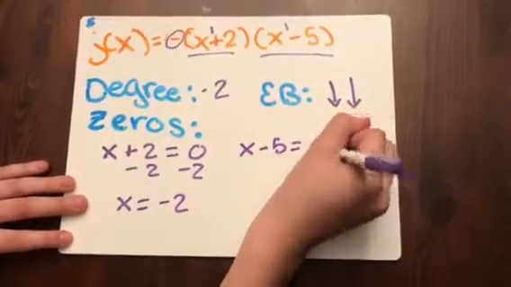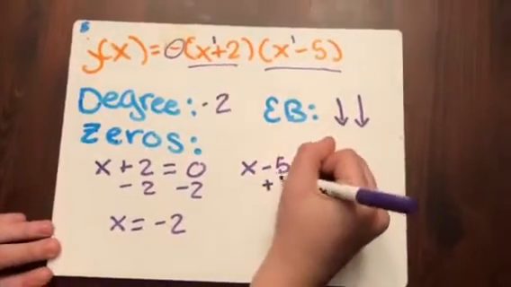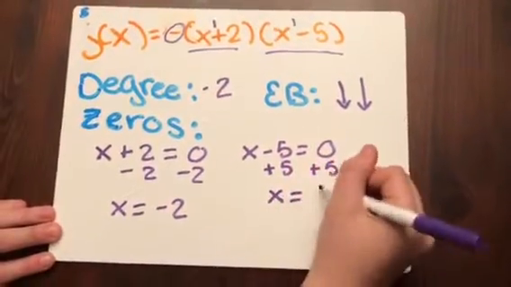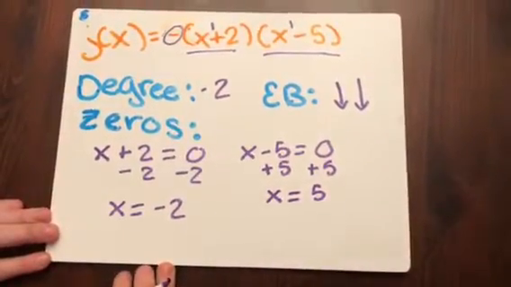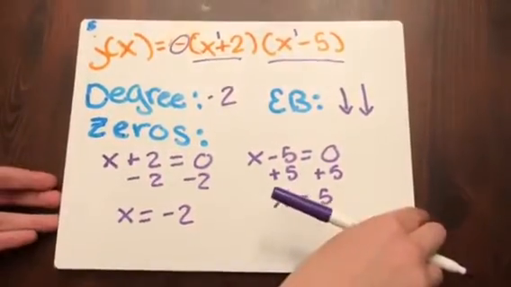x minus 5 equals 0. Again, I'm just taking this binomial and setting it equal to 0. Then we would add 5 to both of the sides. Zeros are showing us where our two x-intercepts are, so they also help us when graphing.